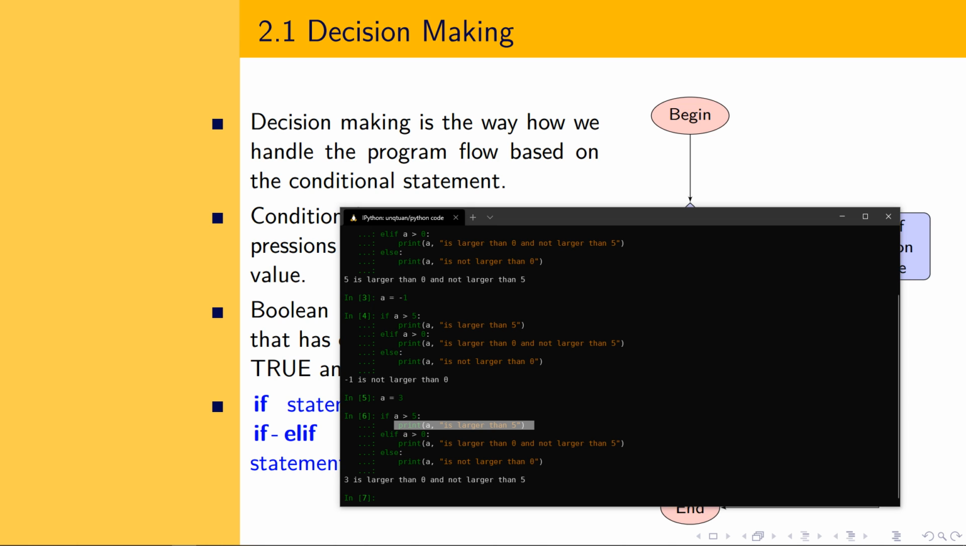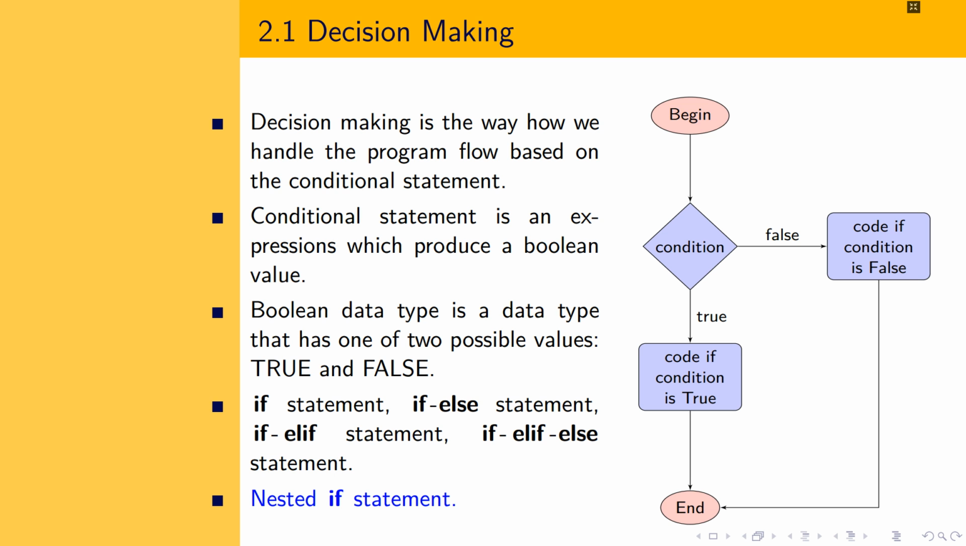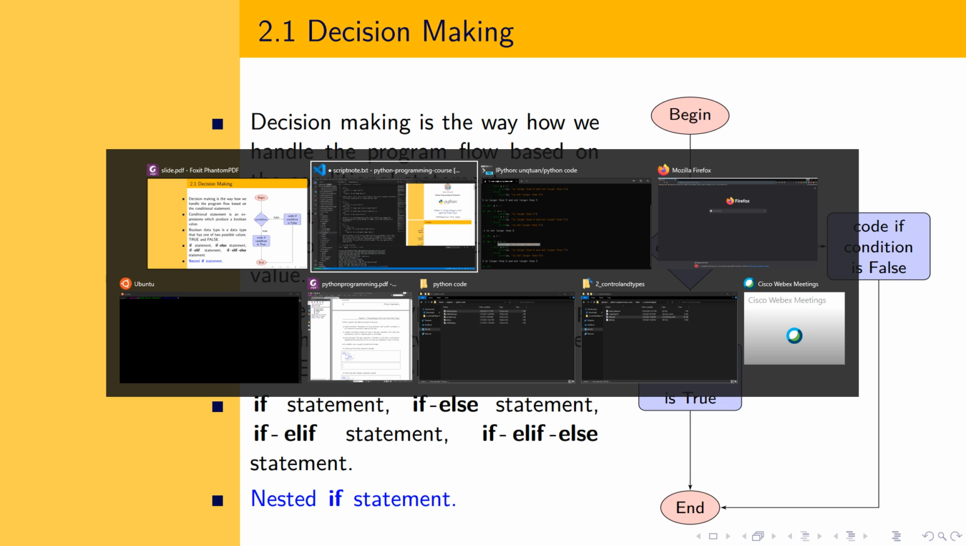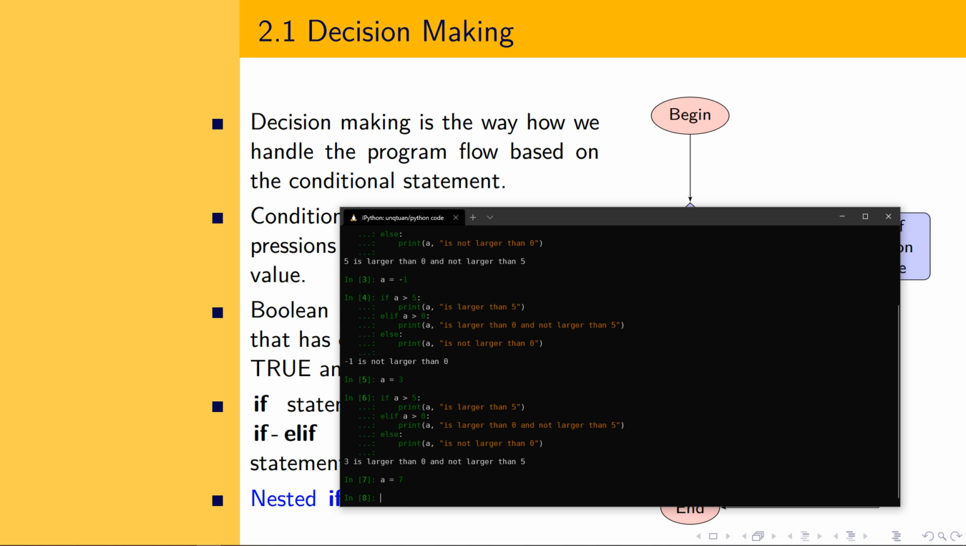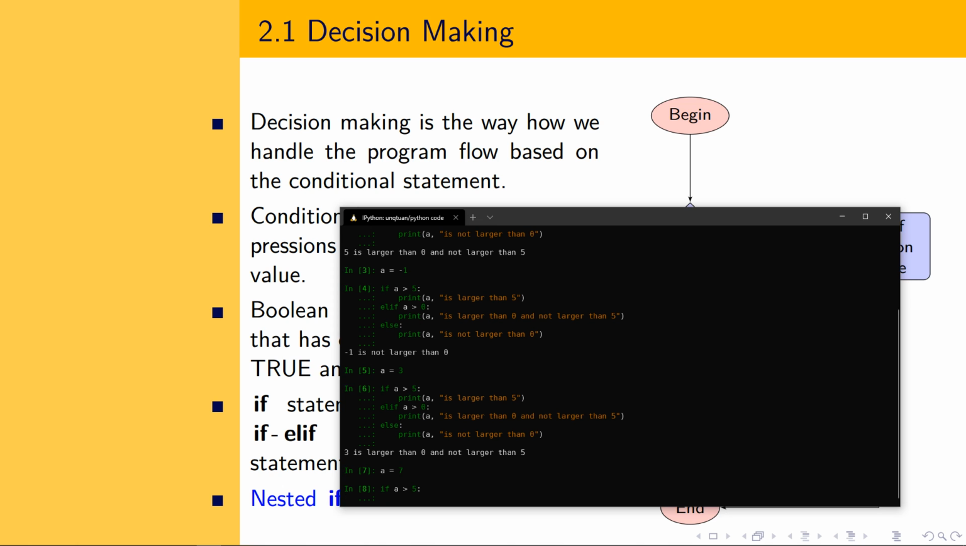Another interesting thing is that the if could be nested. The nested if is an interesting way to write code to control the program flow. For example, you have to check whether the number is even after checking it is larger than 5. So I have the variable a equal to 7. We write the if statement. If a larger than 5, then we do another if inside the if statement.